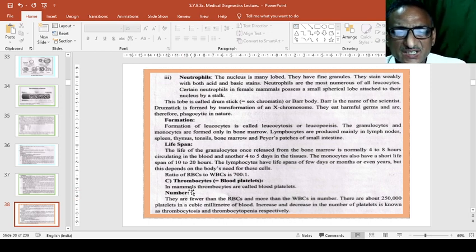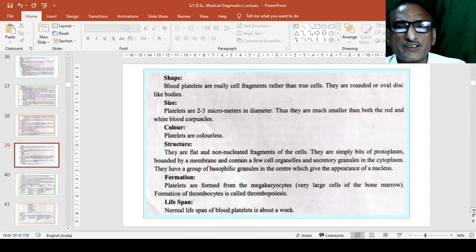Thrombocytes are the mammalian blood platelets, and they number about 250,000 in a cubic millimeter. They help in coagulation of the blood. Blood platelets are really cell fragments rather than true cells. They are rounded or oval, and their size ranges from 2 to 3 micrometers.